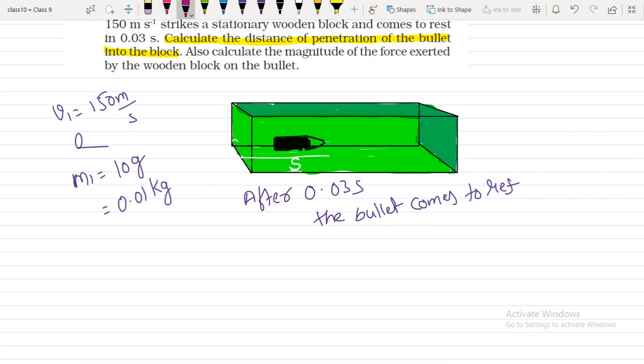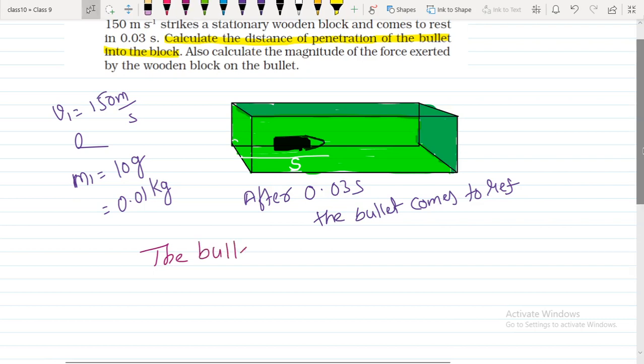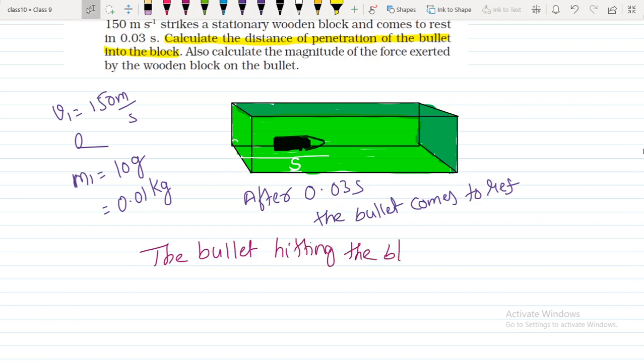Now here we need to write that to find the distance of penetration, we need to find the acceleration first. The bullet is hitting the block with a velocity, so that is the initial velocity. Here I can take the initial velocity u equal to 150 meter per second.